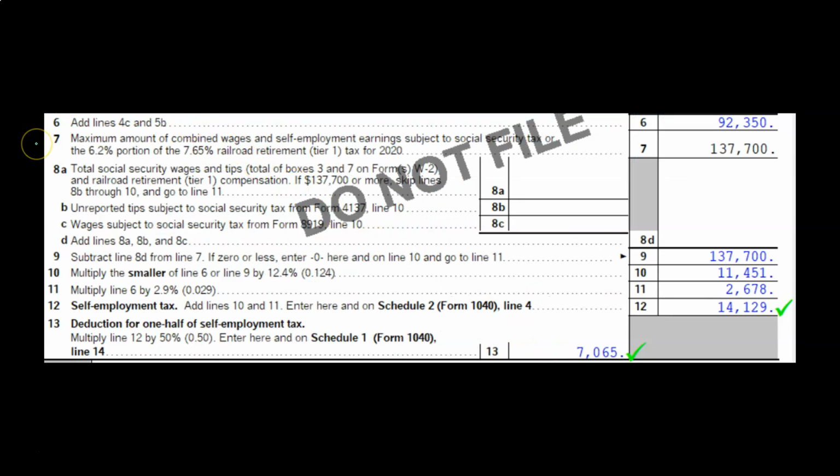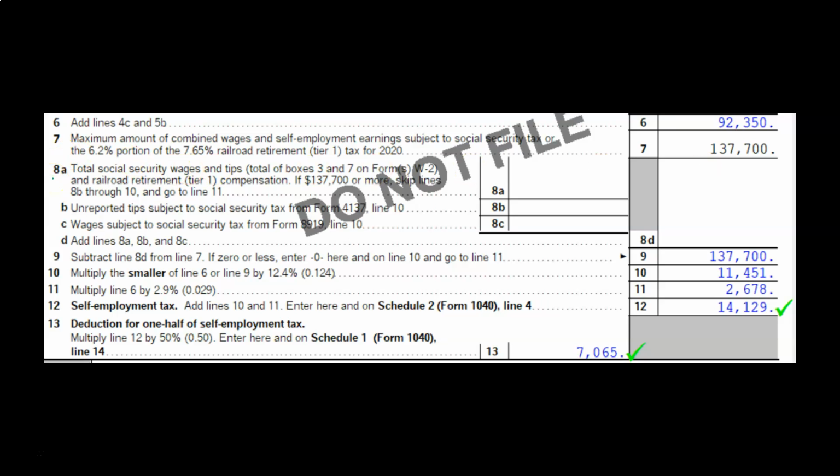Then we have the maximum amount of combined wages and self-employment earnings subject to Social Security tax, or the 6.2% portion of the 7.65% railroad retirement tax. So the max is the 137.7. They're saying, hey, that's the max for Social Security. If you go over that amount, then there's going to be differences. It's going to be a little bit more complicated to calculate the tax.